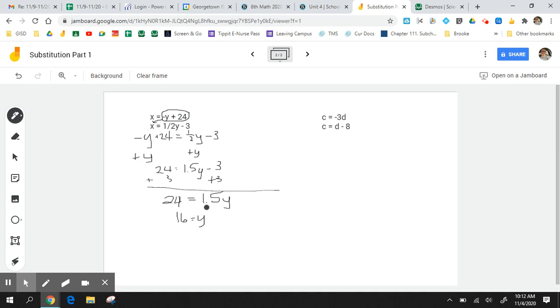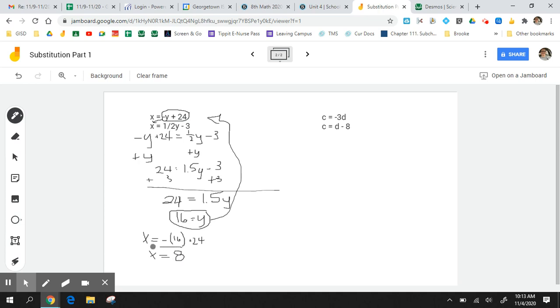Now, remember, you're not done. You've got to plug this back into one of these two equations over here. All right, the easiest one is definitely the top one because you don't want to deal with that fraction again, probably. So x equals -16, because you're plugging that 16 in where your y is, plus 24. So what is 24 minus 16? Hopefully you said 8.